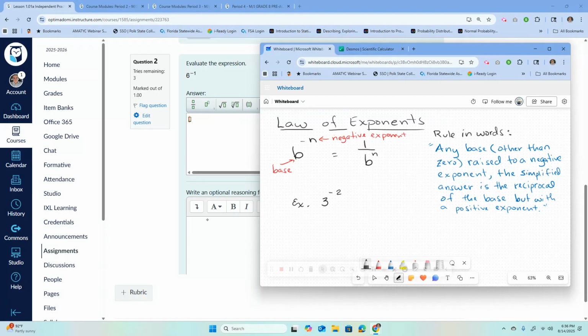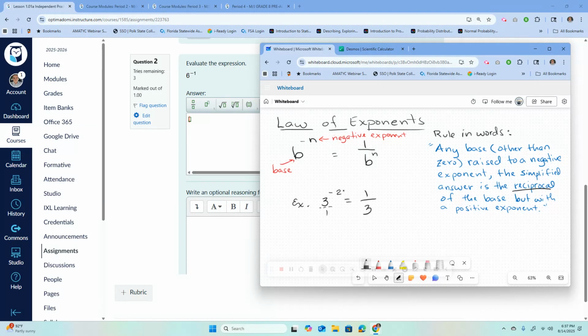And I'm going to do an example here with 3 to the negative second power. 3 is my base, negative 2 is my exponent. So look what I'm going to do. I'm going to imagine that I have under the 3 an imaginary 1. So it looks like 3 over 1. Reciprocal means that I'm going to flip 3 over 1. I'm going to flip it like 1 over 3.